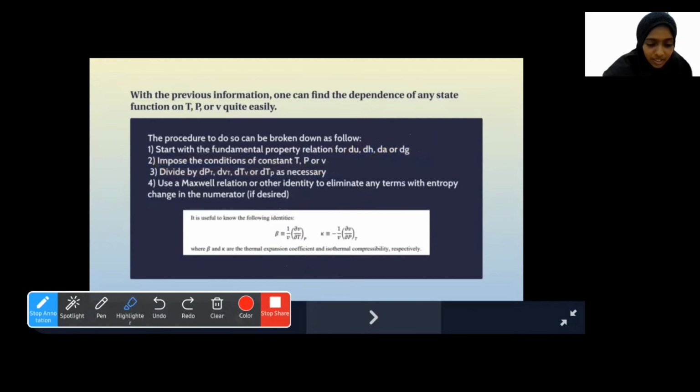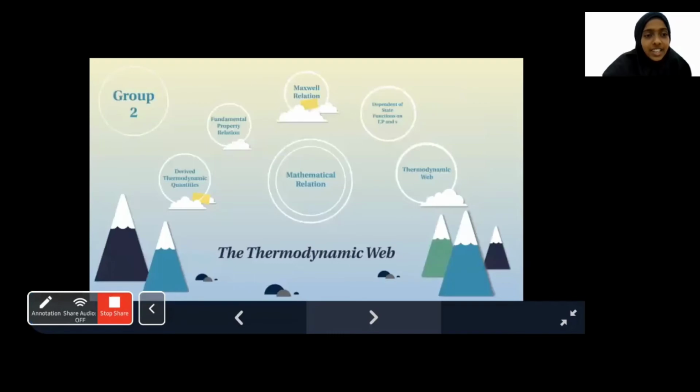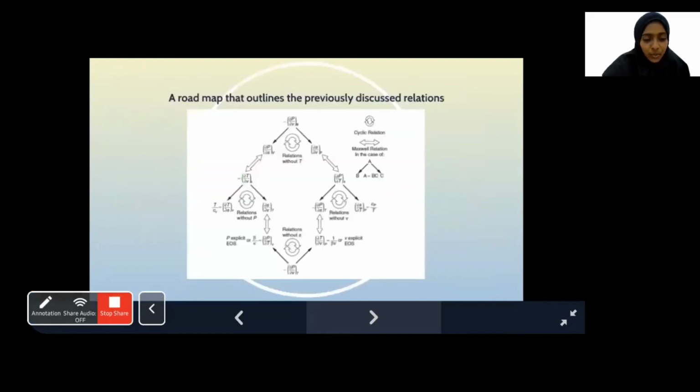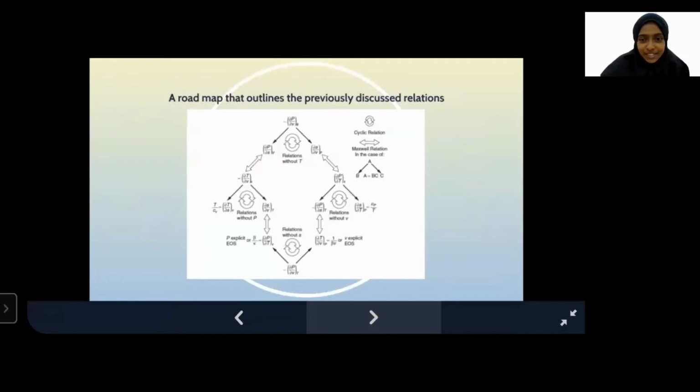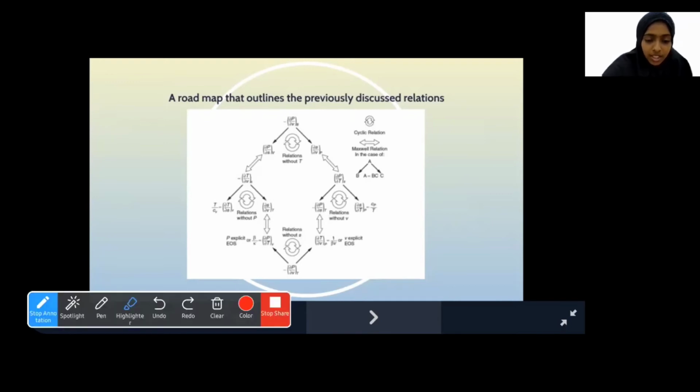So moving to the next part. We are going to look at the thermodynamic web. At first, I had no idea what this web is about, but probably I can explain it better now. The aim of this web is to make it convenient for us to determine the calculation pathway. There are a lot of pathways here.